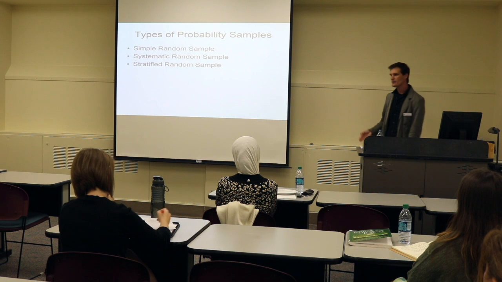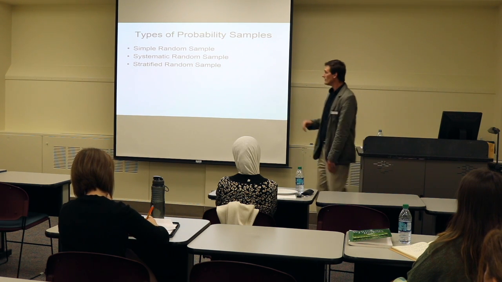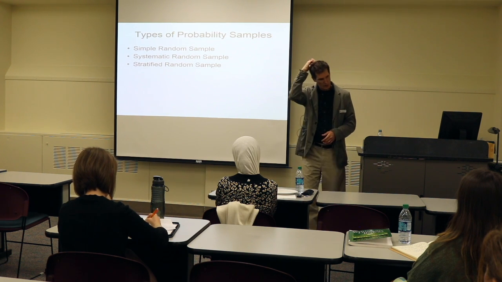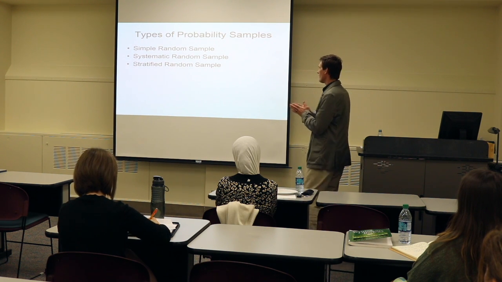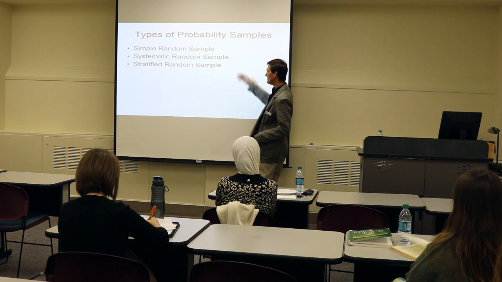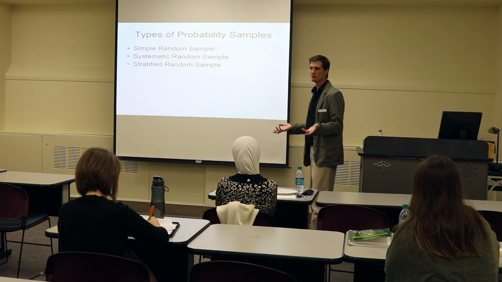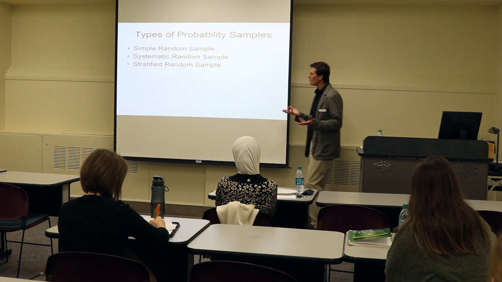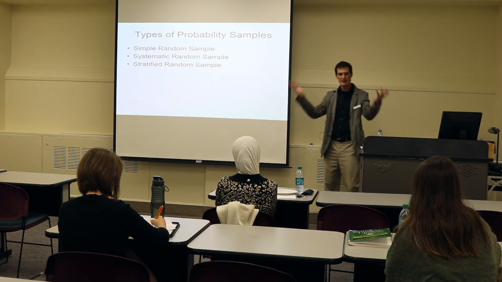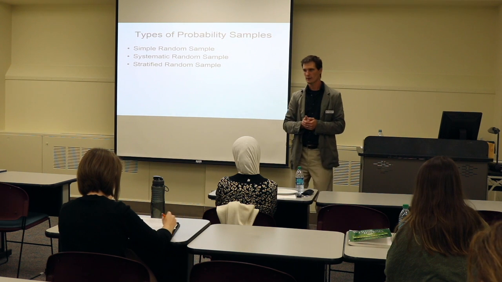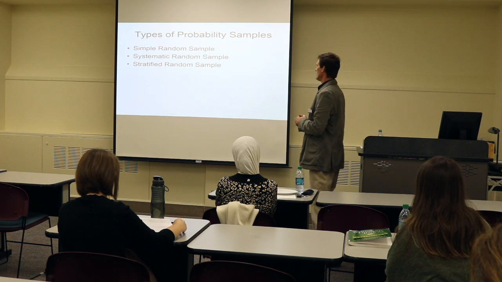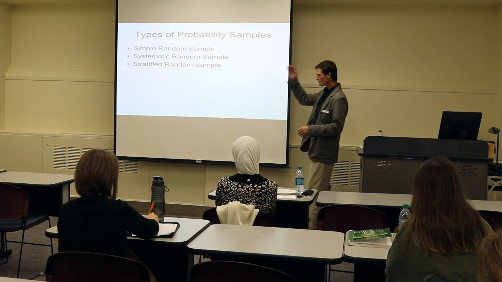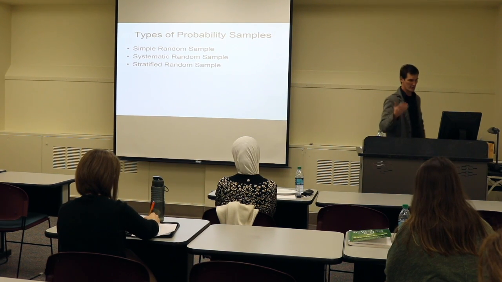Okay, so there are different types of probability samples that we can talk about. There are three that I think are really most important to talk about. There's a lot of similarity between the first two. A simple random sample is probably the most common of the probability sampling strategies that you see in the reported literature and studies that are done. A systematic random sample is very similar to a simple random sample. It just has a few extra steps.